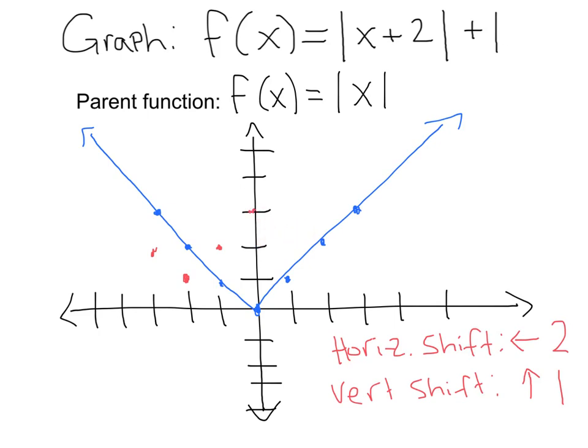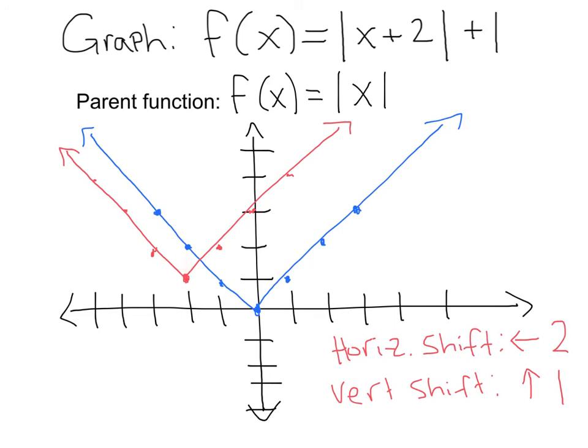I'm going to go ahead and do that with all my points that I have drawn out, and I'm going to end up getting an absolute value graph that looks, remember, just like the parent function, except the whole thing is shifted to the left 2 and up 1.